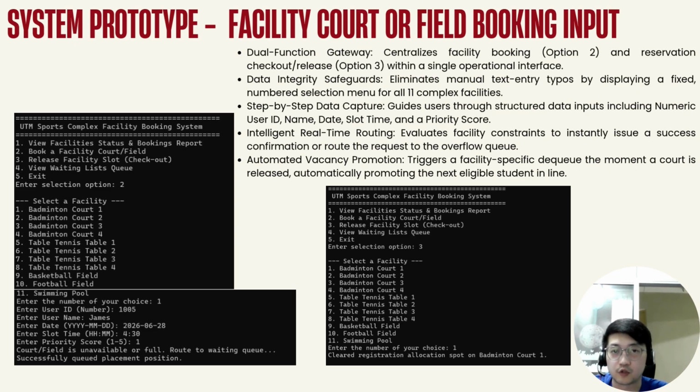Once a facility is chosen, it initiates a step-by-step data capture process, smoothly guiding the user to input their member ID, name, date, slot time, and also the priority score. Behind the scenes, the system features an intelligent real-time routing. It instantly evaluates the facility constraints to either issue a success confirmation or route the user request to the waiting list if the court is full.